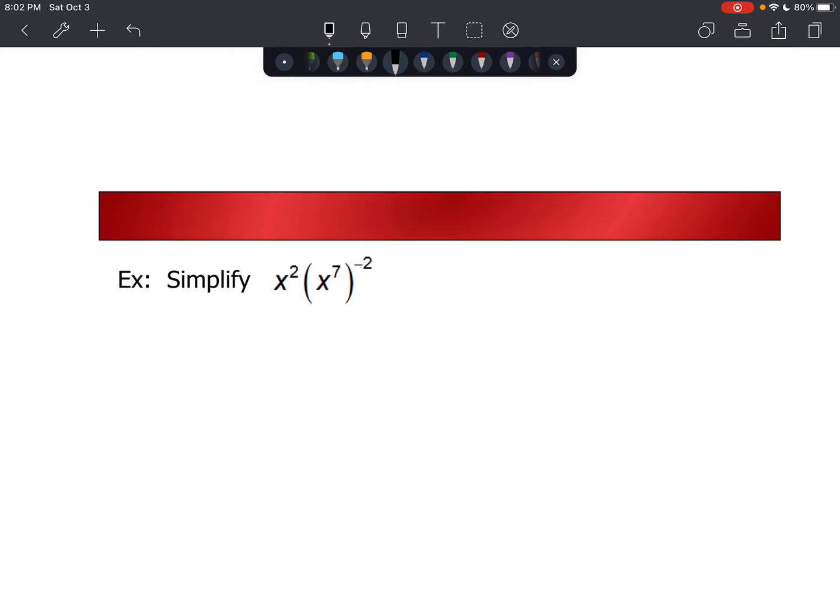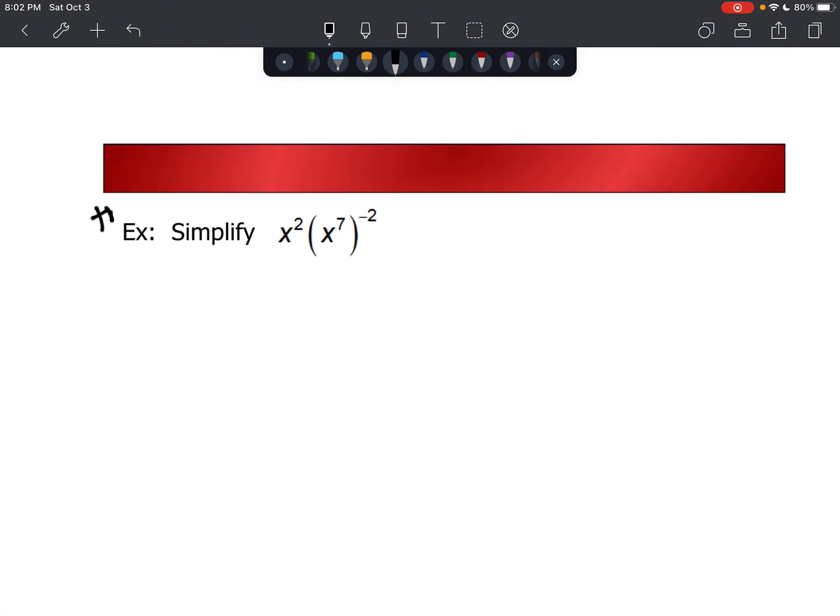Okay, here is one for you to try. Go ahead and try this one. And when you're ready to check your answer, come back and we'll give you another try.